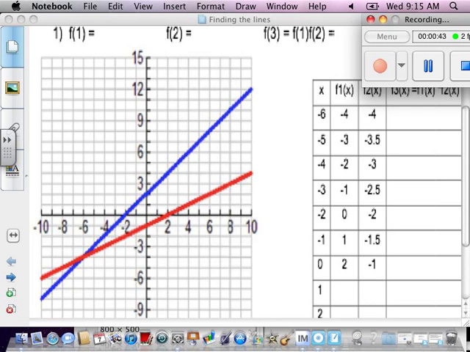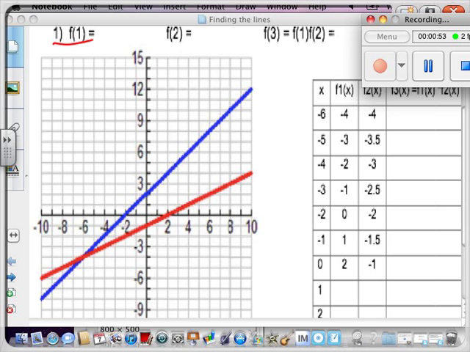All right, the first thing I'm going to do is write the equation for the red line and the blue line. I'm going to write the red line under f of 1. The red line on your paper is the lighter line. Can somebody tell me what that equation would be? We know it's going to be in y equals mx plus b form. So it's f of 1, that's the same thing as y equals, what's the slope for this?